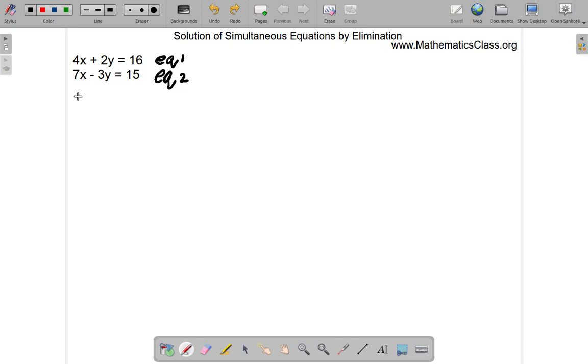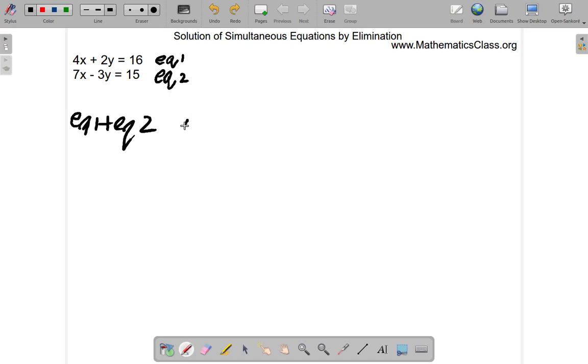Alright, remember we can always add two equations in our attempt to eliminate x or y. We can also subtract two equations in our attempts to get rid of x or y. Let's try that first. Let's try equation 1 plus equation 2. If we say equation 1 plus equation 2, can we eliminate anything?